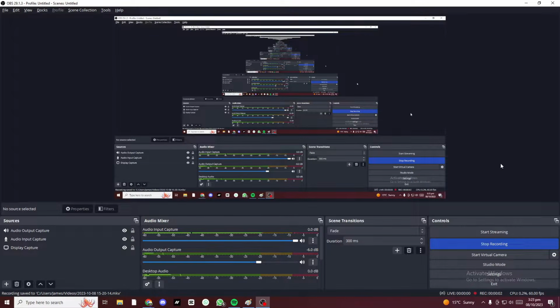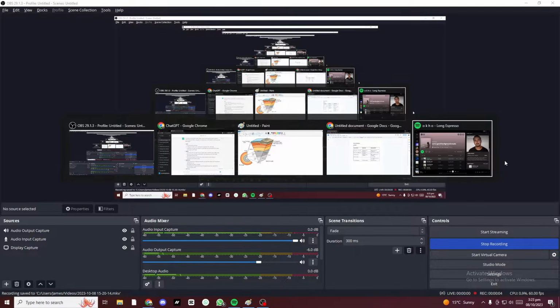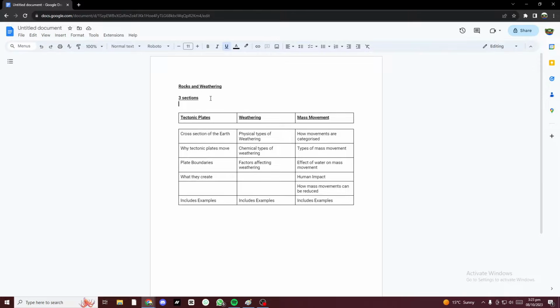Okay, so I'm going to be going through rocks and weathering. There are 3 sections to this topic: tectonic plates, weathering, and mass movement. I'll be going through all of these sections one by one. I'll start with tectonic plates.